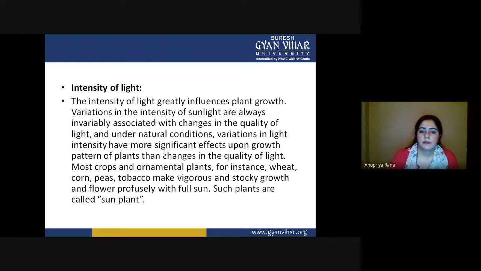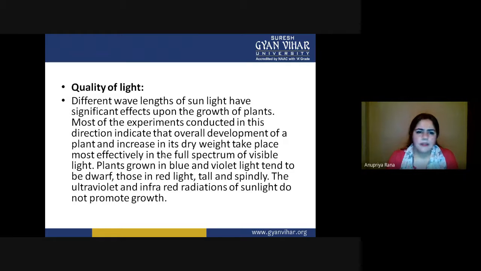Quality of light, the same as the intensity of light. Quality of light means that not very much UV radiation should be there. Normal full visible spectral light should be there. So the full spectrum of visible light is required for the growth of the plant. You cannot provide the plant only UV light; they are going to fall off.